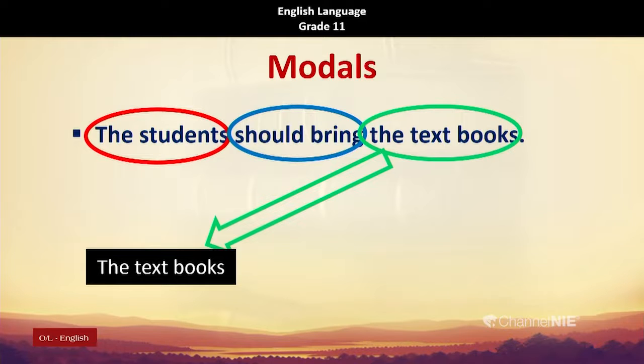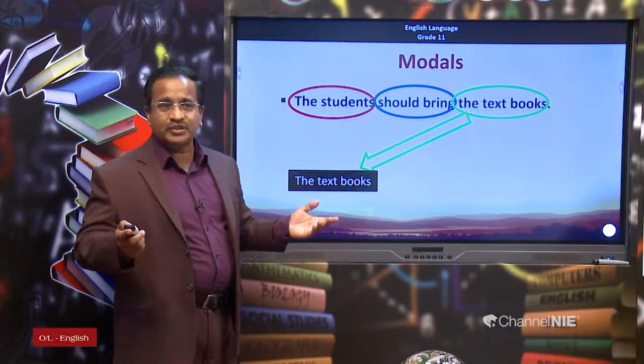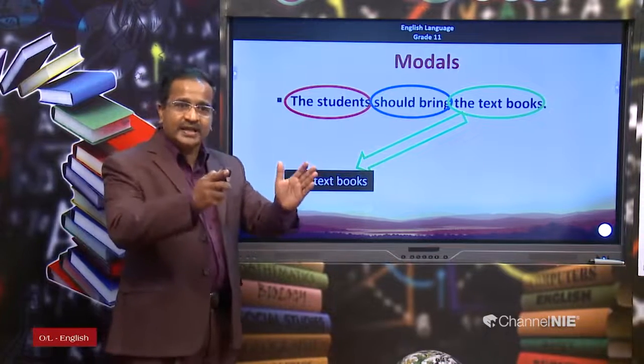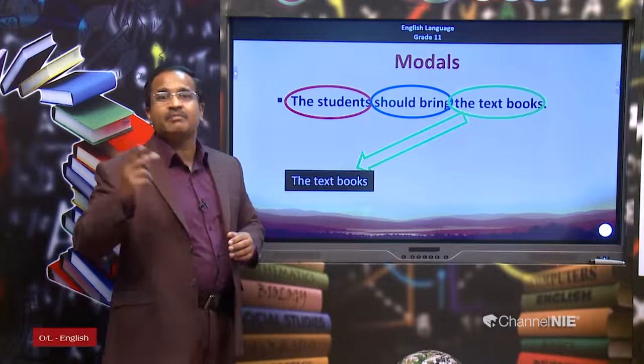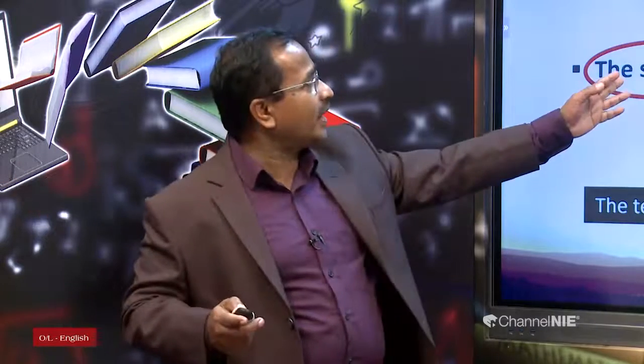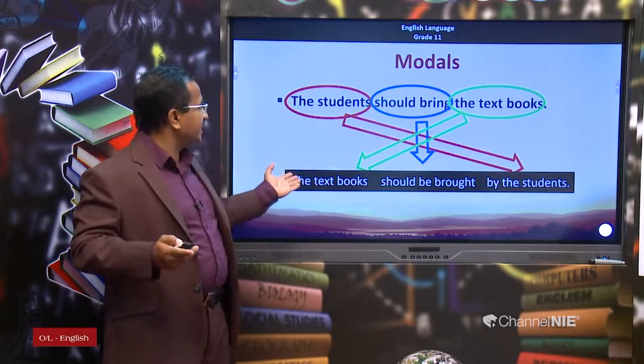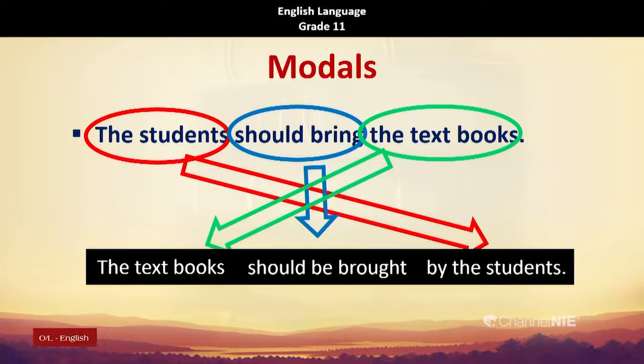Children, when you have should, must, may, might, you can use be and past participle. That means should be past participle, can be past participle. So, if you have can in the active voice sentence, you can use can be past participle, should be past participle, must be past participle. In this one, the students should bring the textbooks. The textbooks should be brought by the students. Should bring is converted into should be brought. This is easier. When you compare with the previous activities, I think this is easier because you can simply use the modal and then be and then past participle.